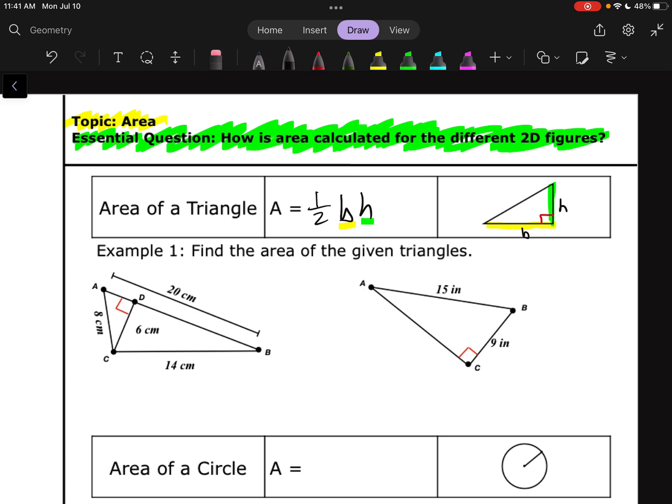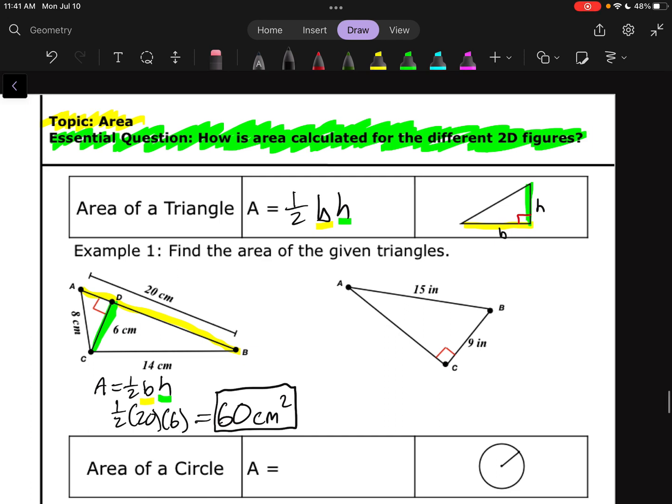So let's give it a shot here. Find the area of some triangles here. Our first one, if we want to do 1/2 base times height, we got to find the base and the height. And I'm thinking that our base here should be this 20, and the height should be the 6, because that's where our right angle is. So we're going to do 1/2 times 20 times 6, which should give us 60 centimeters squared. Remember, area is in square units.